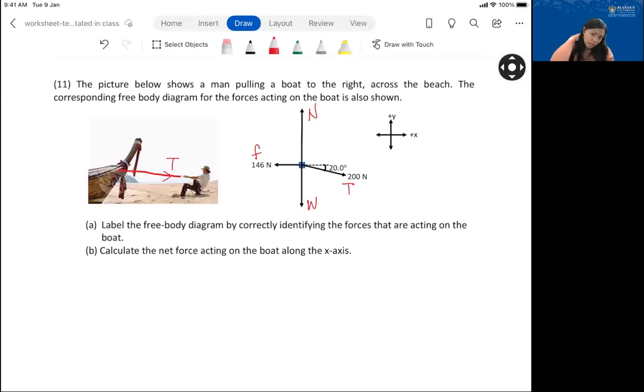Then it says calculate the net force acting on the boat along the x-axis. The x-axis is the horizontal axis here. Tension force is diagonal. Whenever you have a diagonal force, you can be sure that you have to break that down into vertical and horizontal components. Horizontal component for the tension and vertical component for the tension. So this black line is at an angle of 20 degrees.